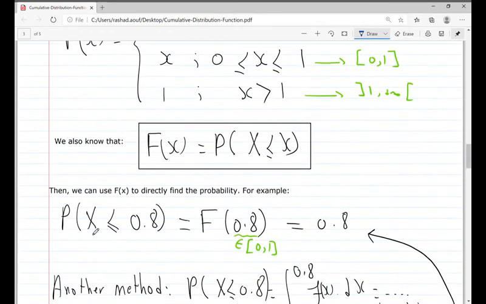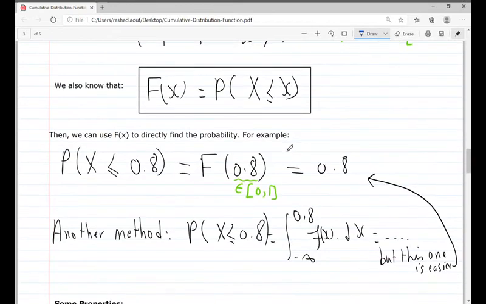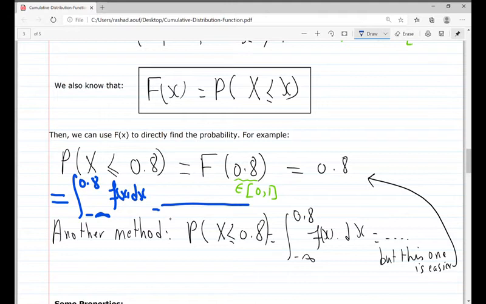For example, if I ask you to calculate the probability of x less than or equal to 0.8, if you didn't calculate the cumulative distribution function, you have to solve it using the original formula I gave you, which is the integral from minus infinity up to 0.8 of f(x) dx, and you do the integration divided into the same intervals, minus infinity, 0, 1, and solve it. But now, because we have the cumulative distribution function, it's a bit easier to find the value of any probability I give you.